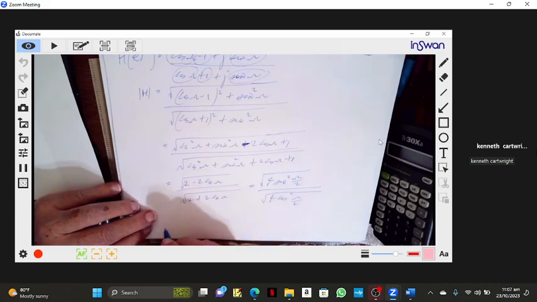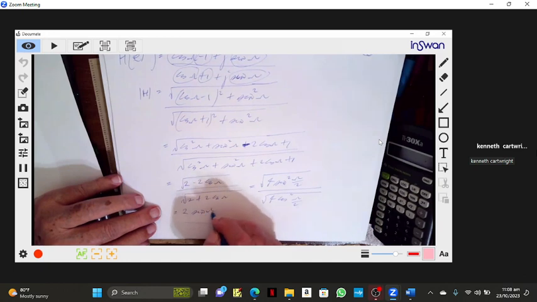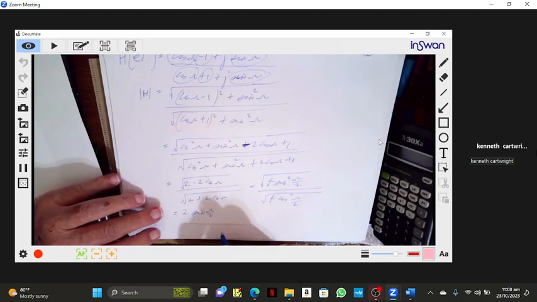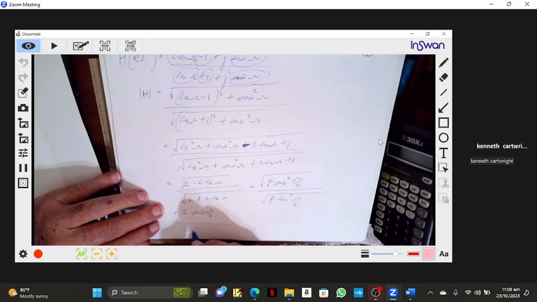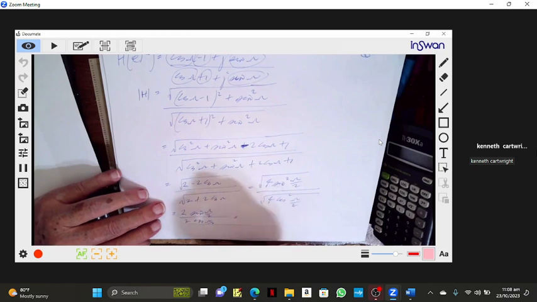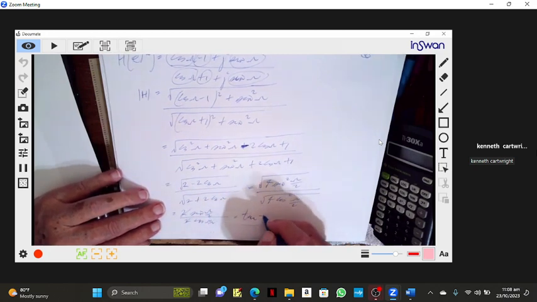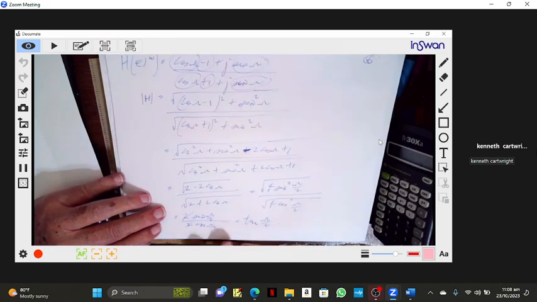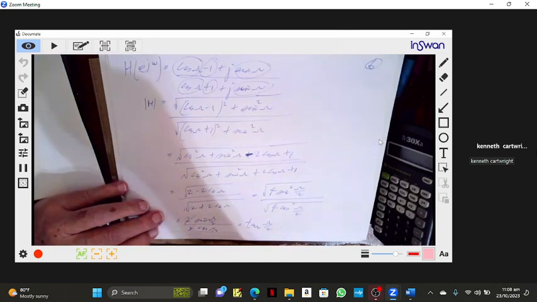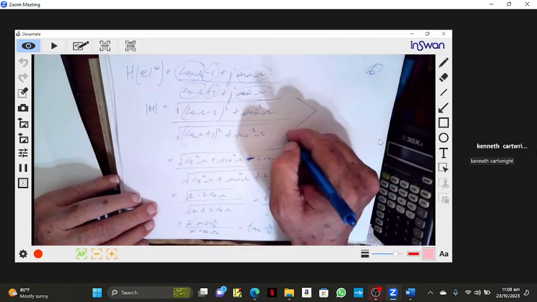Okay. So we can remove the square root signs: 2 sine omega over 2 on top, and the bottom becomes 2 cosine omega over 2. The 2 cancels, and we're left with tan omega over 2. The magnitude is tan omega over 2. But if you got as far as there, I was happy.